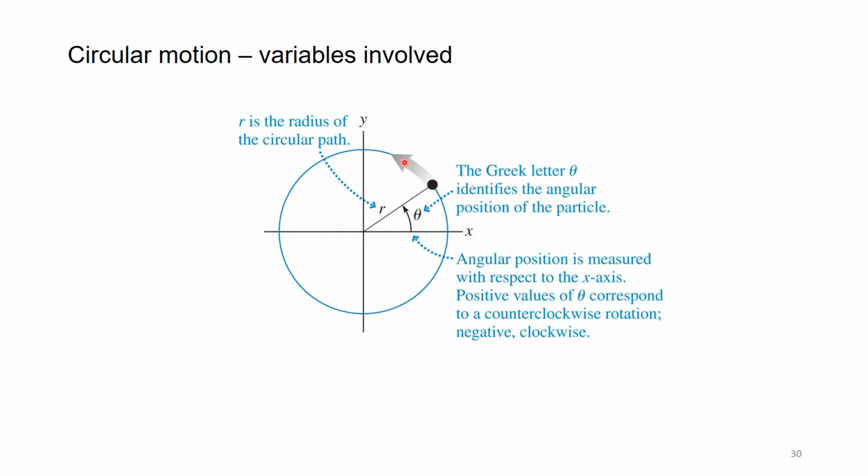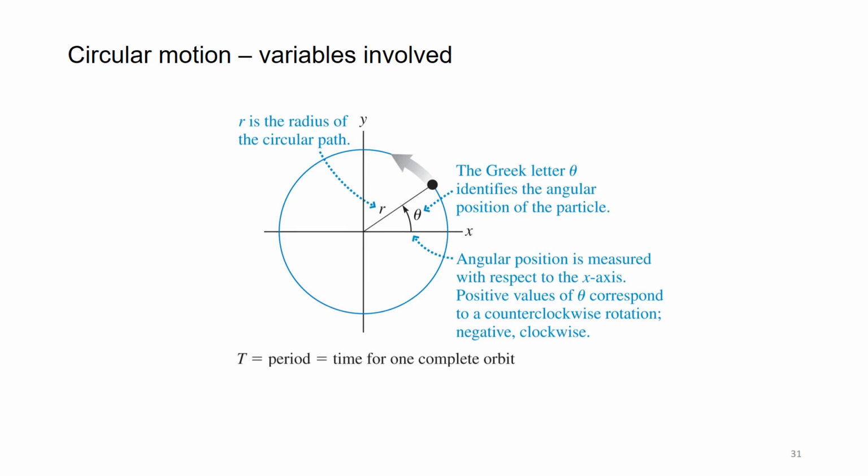As the object moves in a counterclockwise direction, theta gets more and more positive, and when the object completes half a circle, theta becomes 180 degrees, or pi radians. When the object completes the full circle, theta becomes 360 degrees, which is 2 pi radians. If the object is moving in a counterclockwise direction, we say that theta is positive, and if the object rotates in a clockwise direction, we say that theta is negative. So clockwise angle is negative, counterclockwise angle is positive, and the angle is measured from the positive x-axis.